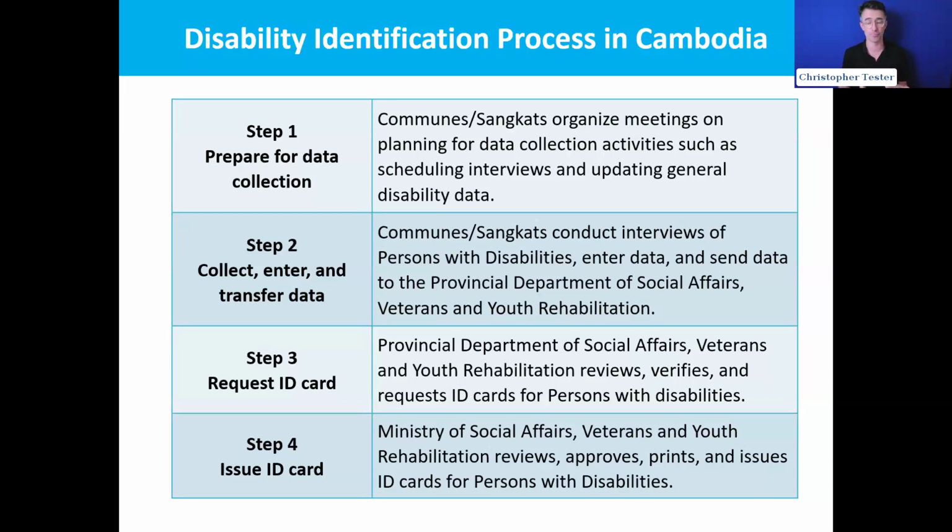So basically, there are four steps at the commune level. The commune Sangkat is the lowest administrative area. So they have a disability focal point. They identify persons with disabilities in their communities, and they conduct data collection interviews with them. And then that information will be sent to the provincial level. They will review and verify the information. And then it goes to the central level for issuance of the disability identification ID cards. So that's the very simple version of the process in Cambodia.